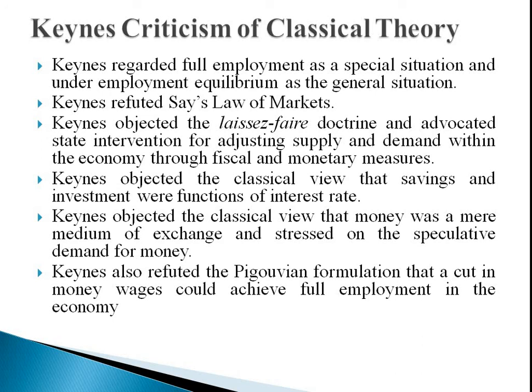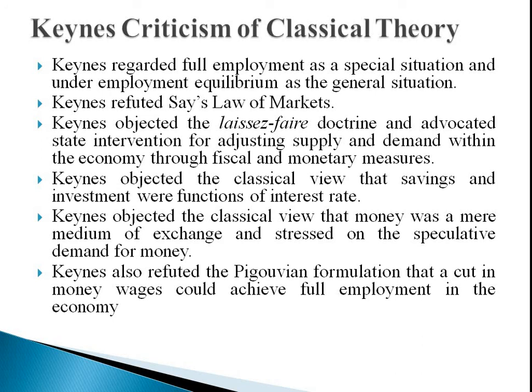And finally, Keynes refuted the Pigovian formulation that a cut in money wages could achieve full employment in the economy. According to Pigou, when there is unemployment, the wage rate will decline, which will increase the demand for labor by reducing the costs, so that unemployment would be removed. But Keynes said that although this might be true for a particular industry, it is not so for the entire economy. Because when there is a general wage cut, income of the workers is reduced, which leads to a fall in aggregate demand, hence a fall in employment.